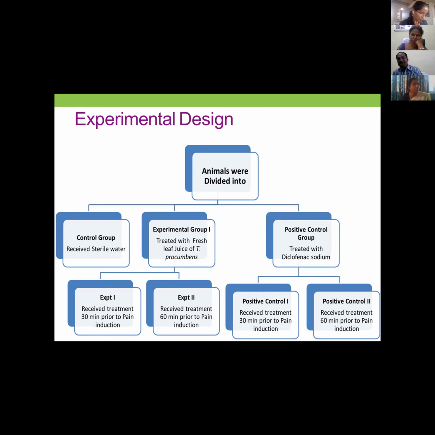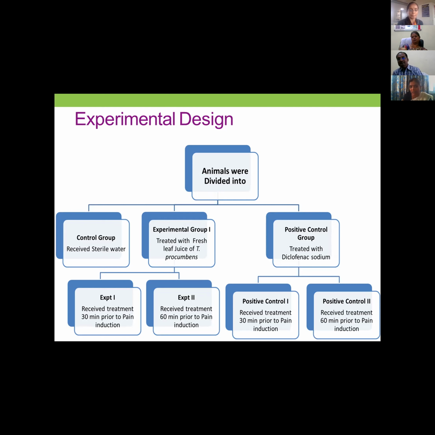The experimental group animals receive fresh leaf juice of Tridax procumbens. Half of the animals receive the treatment 30 minutes prior to pain induction, and half receive the fresh leaf juice 60 minutes prior to pain induction. The positive control group is treated with diclofenac sodium, a well-known non-steroidal analgesic, and this group is also divided into two. Some animals receive diclofenac 30 minutes prior to pain induction and others 60 minutes prior.